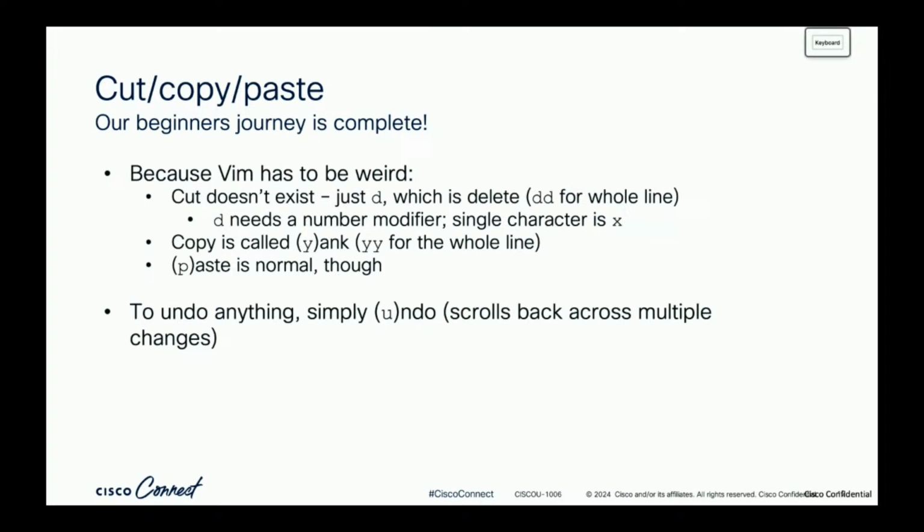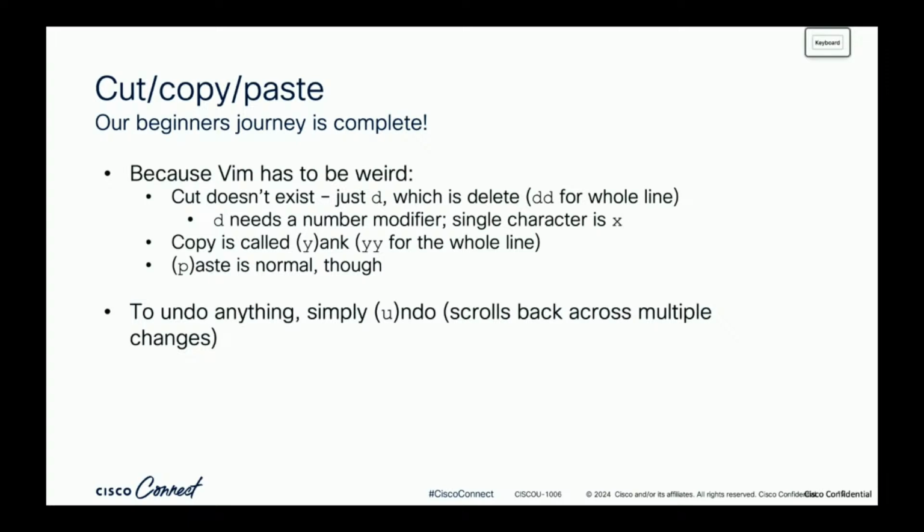The last thing, I'll leave this up. I won't get to show them all, but I can show a couple of them. Cutting, copying, and pasting is a little bit weird inside of VI. Cut doesn't exist. We normally think of cut and paste, but we have to delete something. So that's where you get the D from. D for delete. If you want to delete a whole line, it's 2 Ds, which is very handy for those SSH keys. Copy is called yank with a Y.